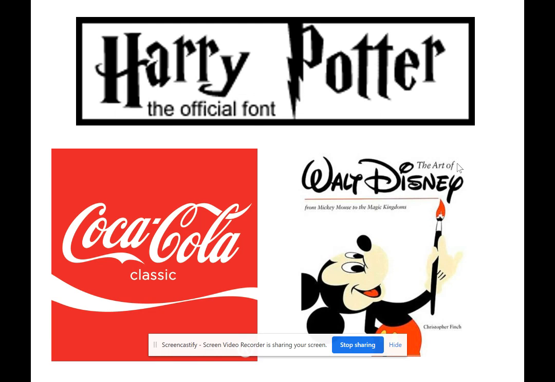These are fonts that you've become so used to seeing, even if your name was written in them, you would recognize the Coca-Cola font or the Walt Disney font or the Harry Potter font. But what you're going to do is not create a font, but to draw the letters of the alphabet using images. And my next video will show you a sample of how to draw these letters.